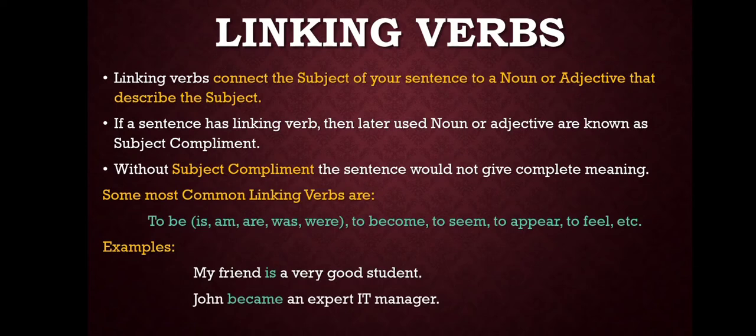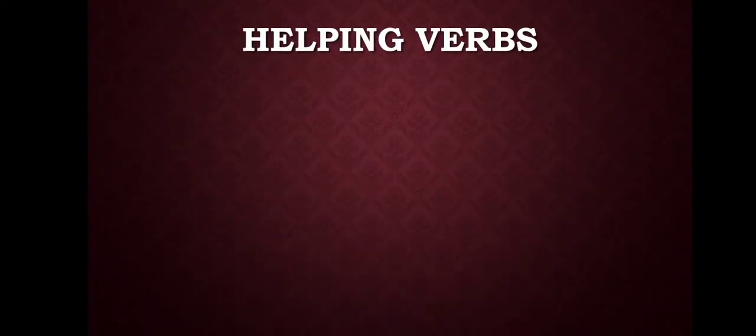John became an expert IT manager. "John an expert IT manager" is an incomplete sentence. So linking verbs are those verbs which connect the subject, which is John, to the rest of the sentence, to a noun or an adjective, or it could be any phrase to describe the subject. So these are the linking verbs.